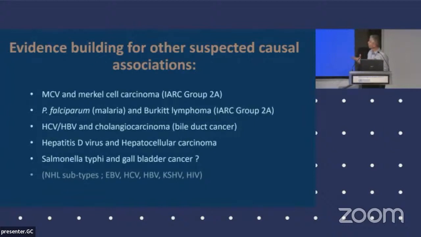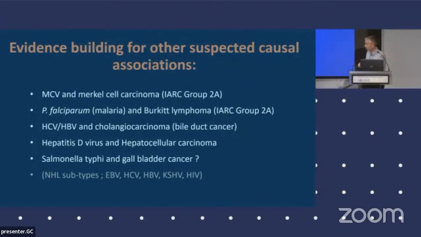There is evidence building for other suspected causal associations. These are associations between infections and cancers that have not yet made it to the IARC group one classification. Merkel cell virus: if we redid the classification now, I think it would make it as group one. There is a very tight relationship between MCV and Merkel cell carcinoma, which is quite a rare carcinoma. Malaria has a link to Burkitt lymphoma, perhaps as a cofactor with EBV.